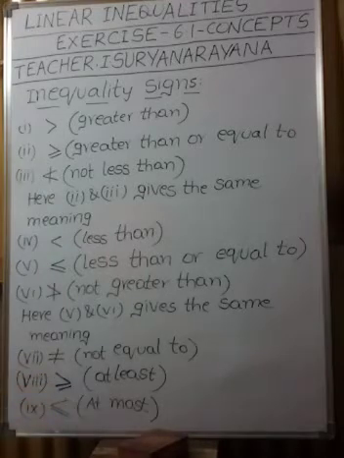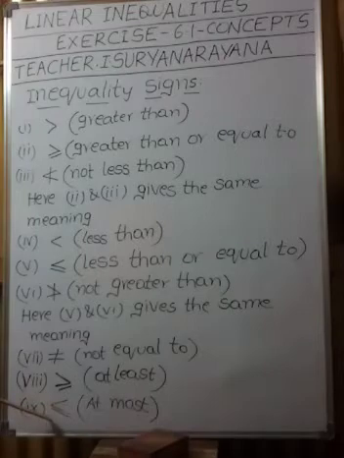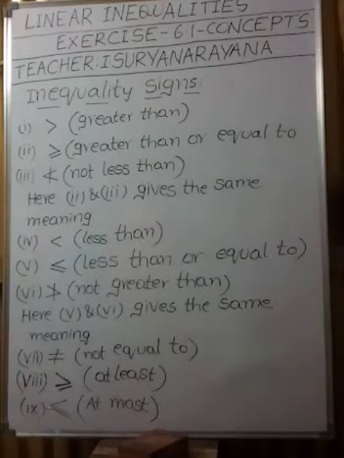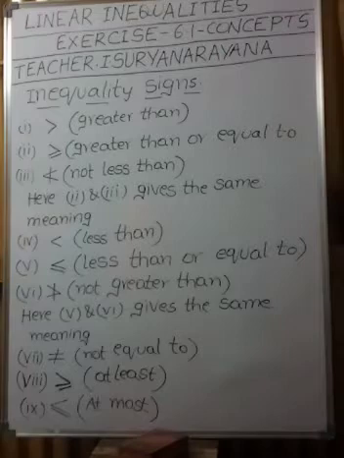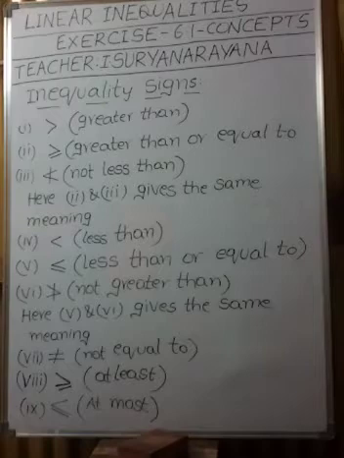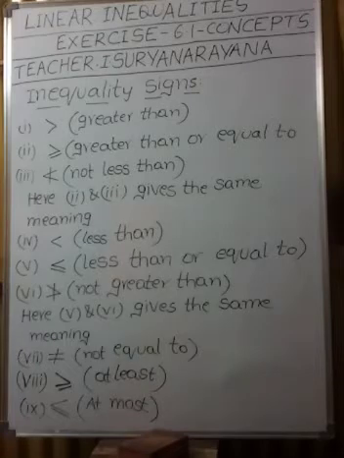Similarly, last one, ninth one. In word problems, if the word given is at most, then we have to use less than or equal to. For example, a man can walk at most 10 kilometers in a day. Means he can walk less than or equal to 10 kilometers. Understood, my dear children? These are all inequality signs.